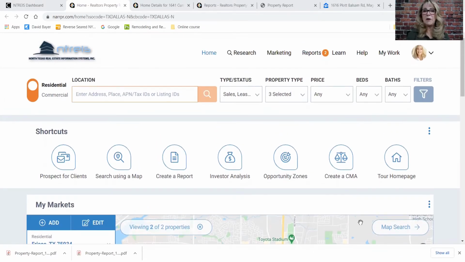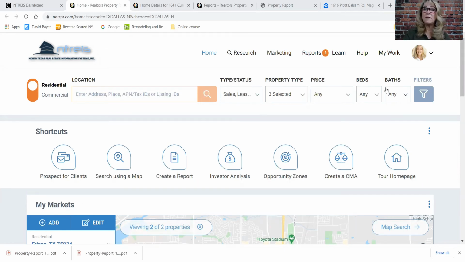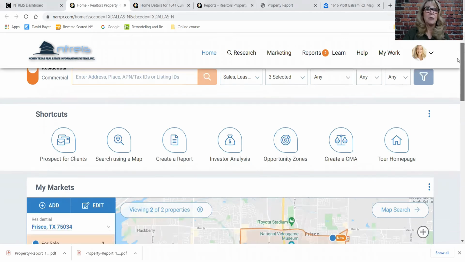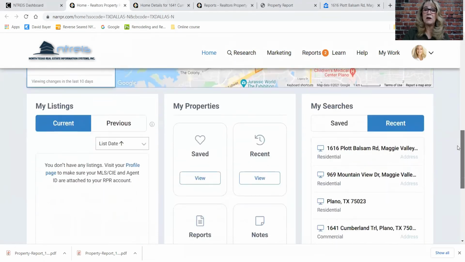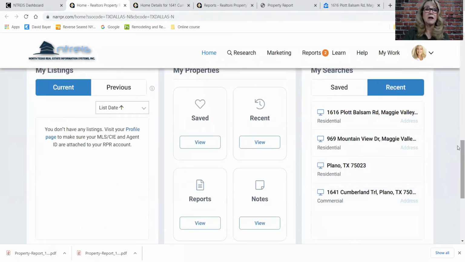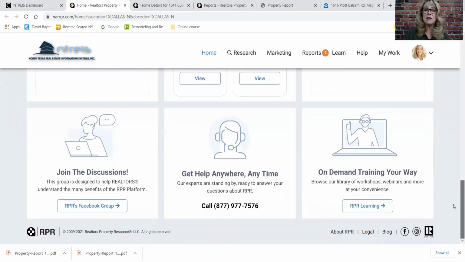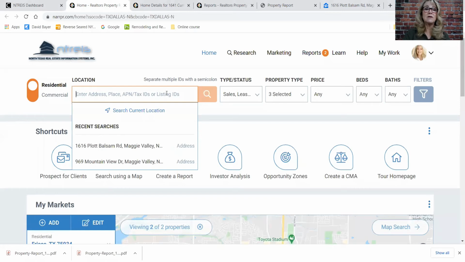All right, once I have logged into the RPR, you'll see all of this information right here. It has so much information. I mean, it's just really awesome. It's all right here: the type of reports that you can get, your history, which I'm going to show you some of here in a minute. It just has really great info. And one of my benefits of being a broker in Texas is that I have access to this with my dues.